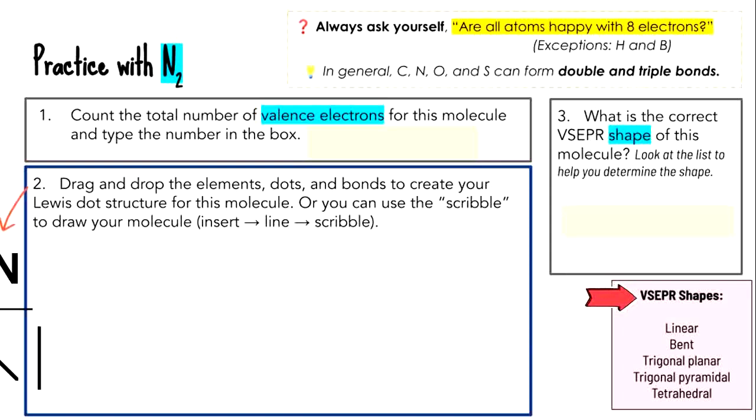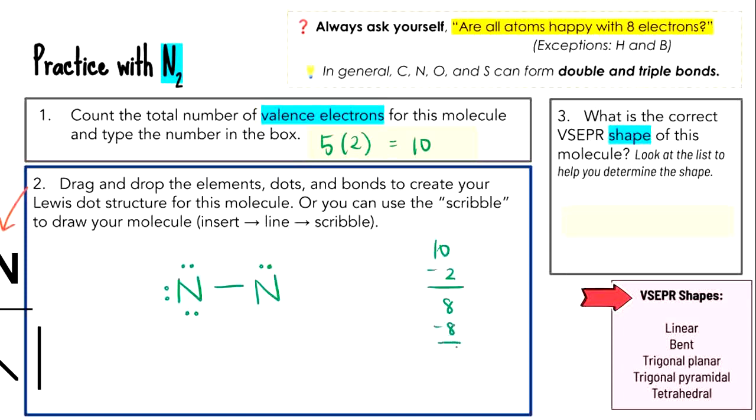Let's take a look at our last example. Go ahead and try to do this on your own. So we have a total of 10 valence electrons. We just drew a bond, so we subtracted 2 valence electrons for a total of 8. Those 8 are going to go on the outside of nitrogen. And it doesn't matter where you put those 8 valence electrons, because remember, these are both on the outside. So I subtract 8, I don't have any more to work with. So now what? Because if you take a look, the nitrogen on the right side does not have 8 valence electrons.